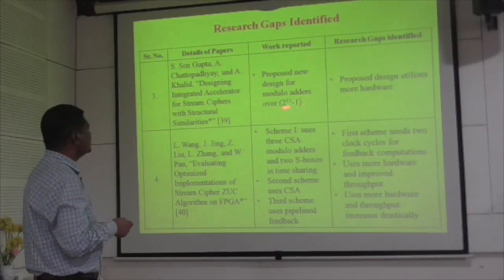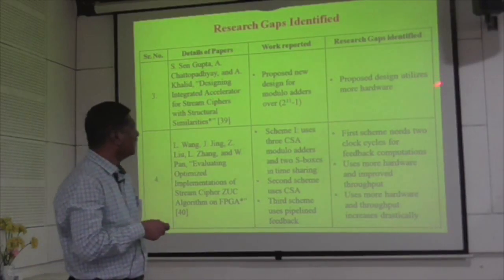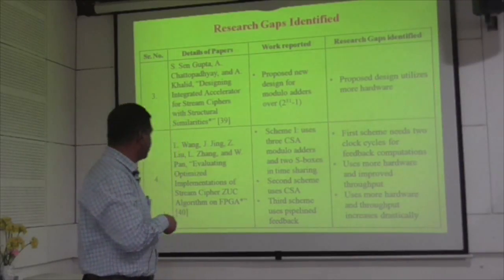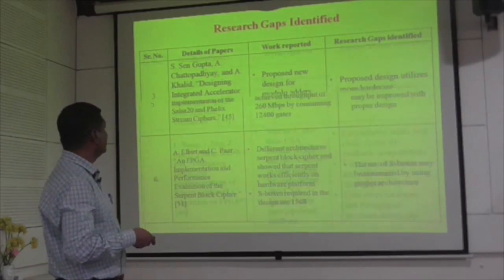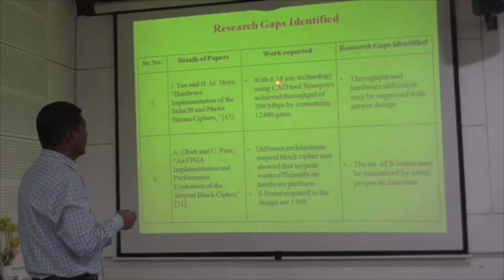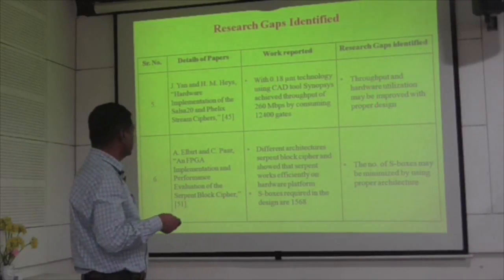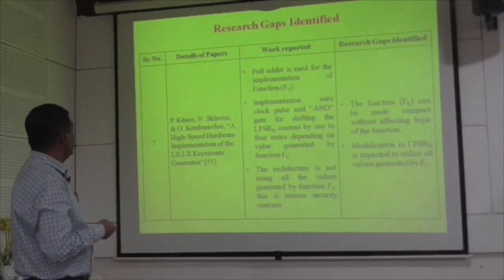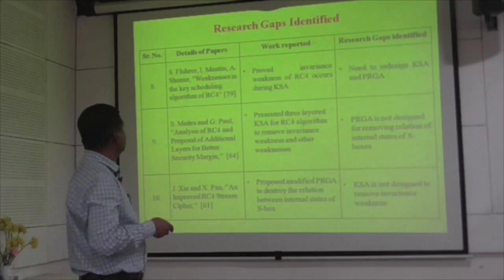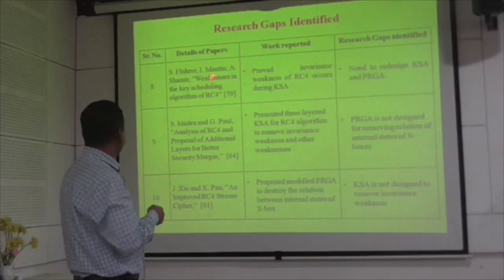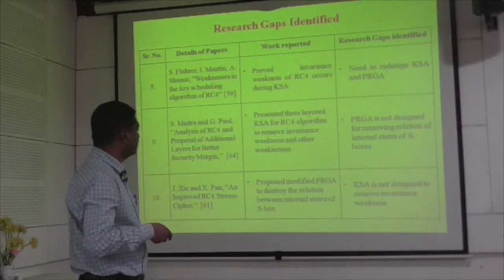Similarly, the proposed design uses modulo 2^31 minus 1, because this is a requirement of the ZUC stream cipher. This uses more hardware. Hardware can be minimized by using this particular approach. Then another method is implemented by some researchers using a CAD tool, that is Synopsys, maybe 0.18, and here throughput can be improved by making some adjustments in the design. And again, for Lily2, the function FC can be made compact, and similarly the KC and PRG we can modify as far as the RC4 algorithm is concerned. The PRG can be modified to be robust against some attacks.